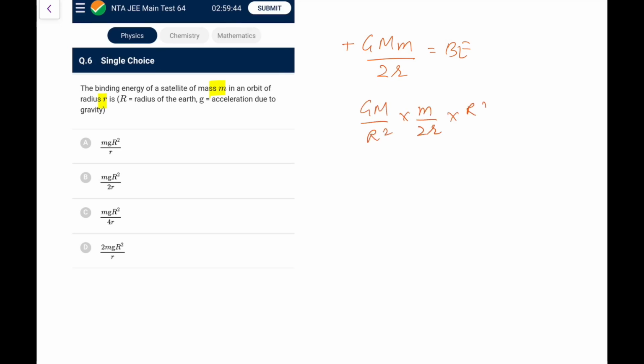Next one, question number 6. The binding energy of a satellite of mass m in an orbit of radius r. As you know, the total energy is minus GMm by 2r, so the binding energy would be plus GMm by 2r. Now you have to convert it. So if you convert it, do GM by r square into m by 2r into r square. This term is g at the surface. So m g r square by 2r should be the answer. So go for option B.